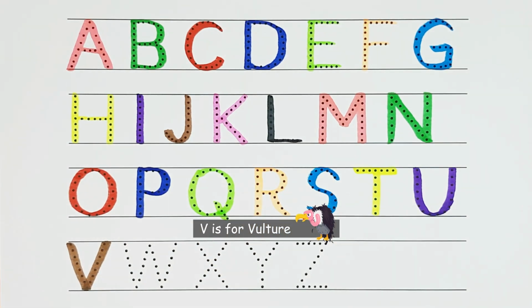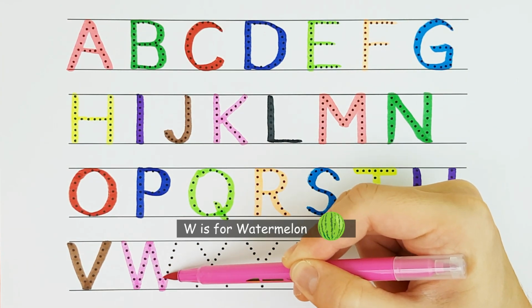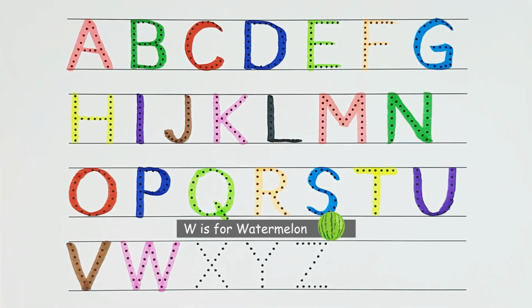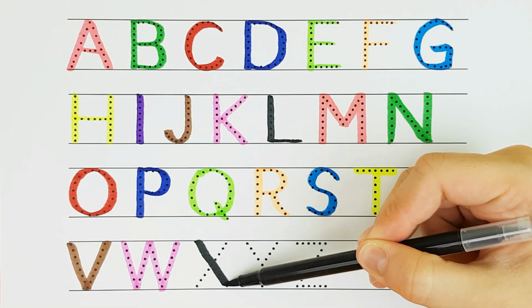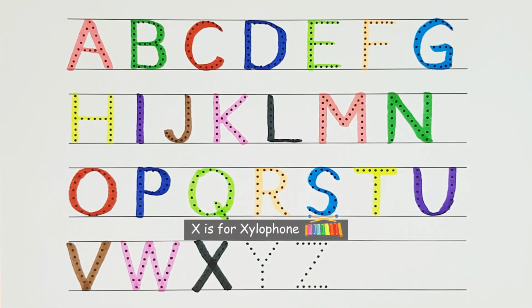V. V is for vulture. V. W. W is for watermelon. W. X. X is for xylophone. X.